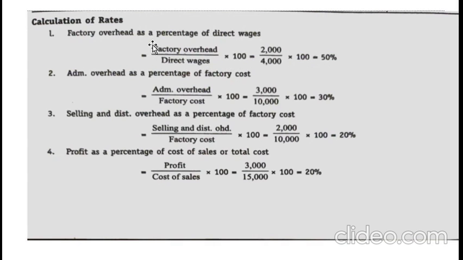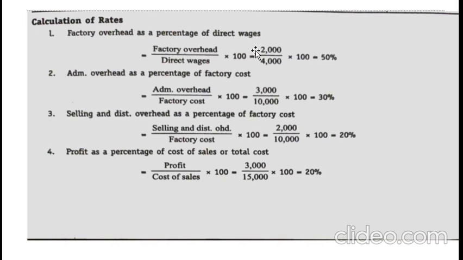So any doubt how you got this formula, please go through your previous videos. So factory overhead divided by direct wages. Why direct wages? Because they have said in the question factory overhead as a percentage of direct wages. So a factory overhead is being charged from direct wages. So factory overhead divided by direct wages into 100 will give you the percentage on which you are going to charge for the estimated cost sheet.